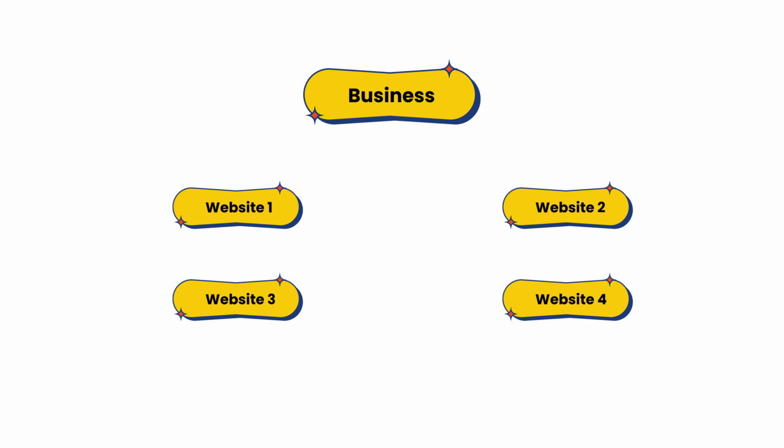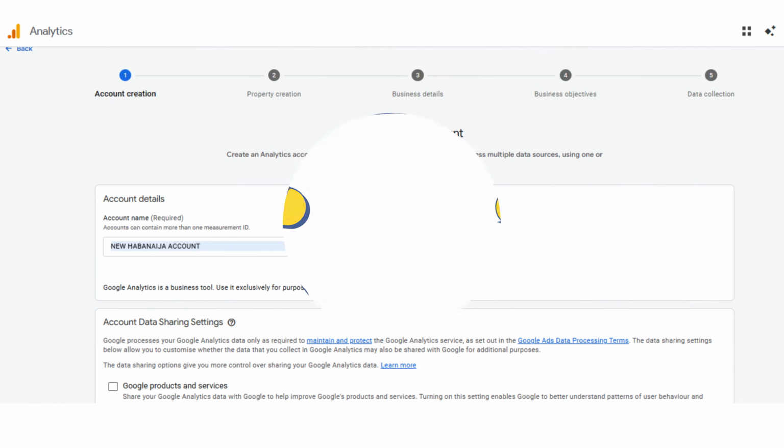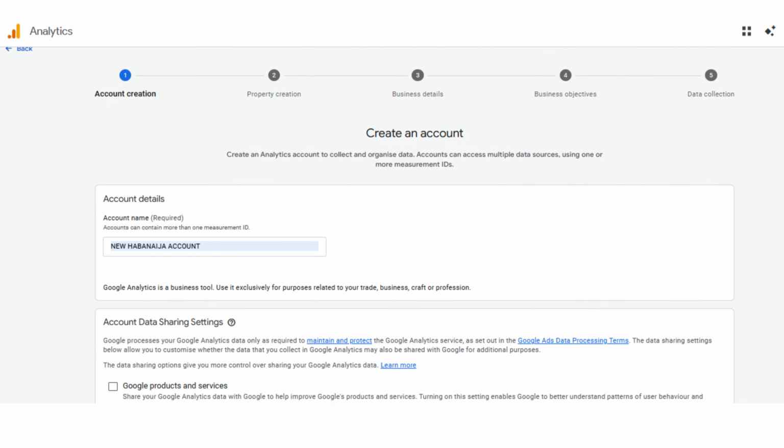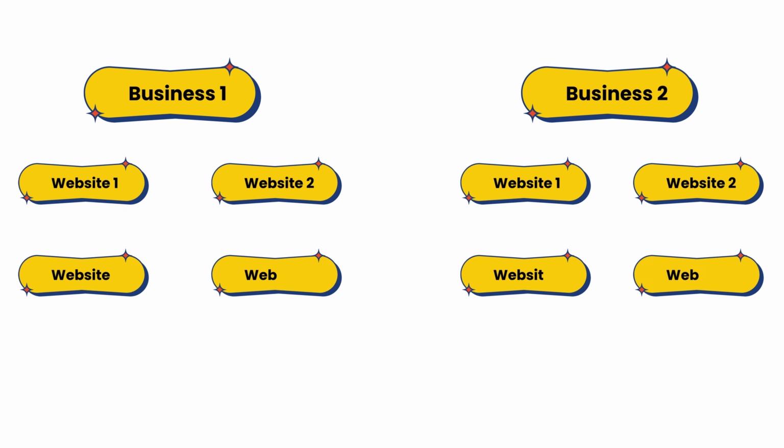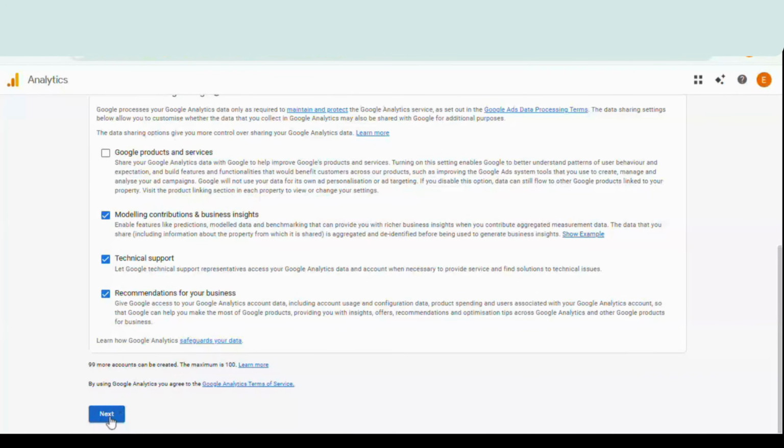Creating the account is straightforward. All you have to do is enter your account details and give your account a descriptive name. Why should it be descriptive? Because you can have more than one account. For example, say you have two separate businesses and each business has multiple websites. You can create separate accounts for each business and then properties for each website underneath each business. So a descriptive name helps you avoid confusion later. Now, after entering the account name, you will see account data sharing settings. You can just leave the default and then click next.